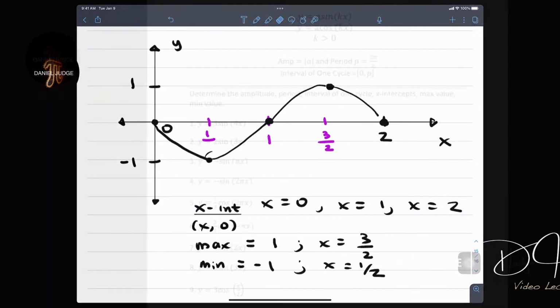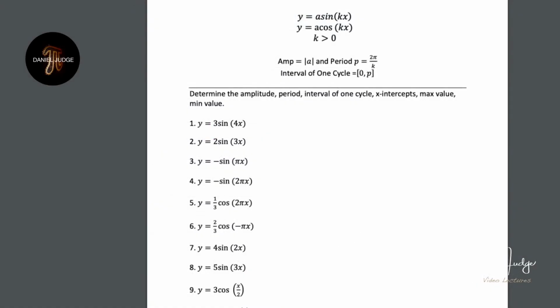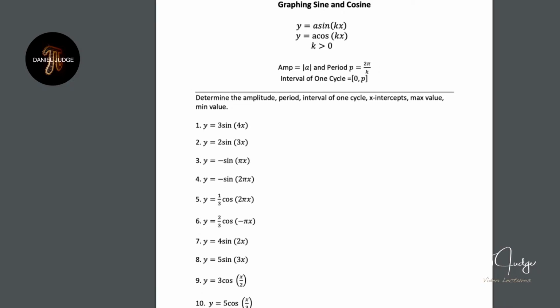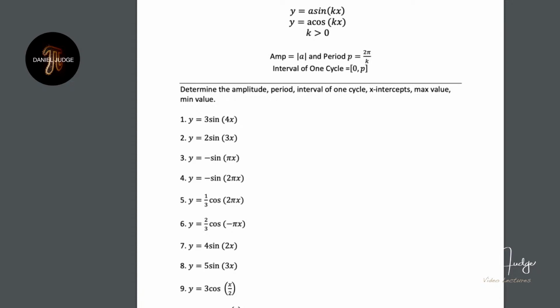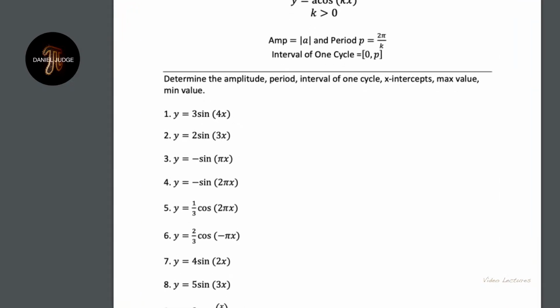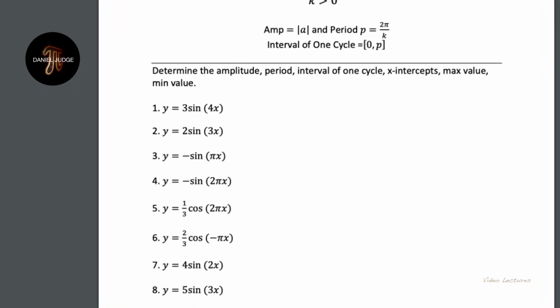So I'm going to look again and we say, okay, what does number 5 look like here? This is always a little weird. Y is 1/3 cosine 2 pi x.